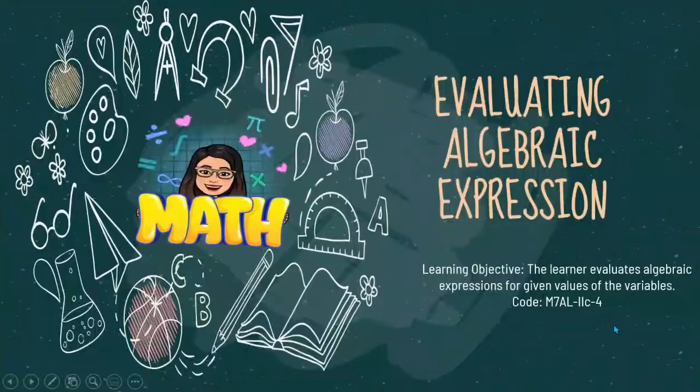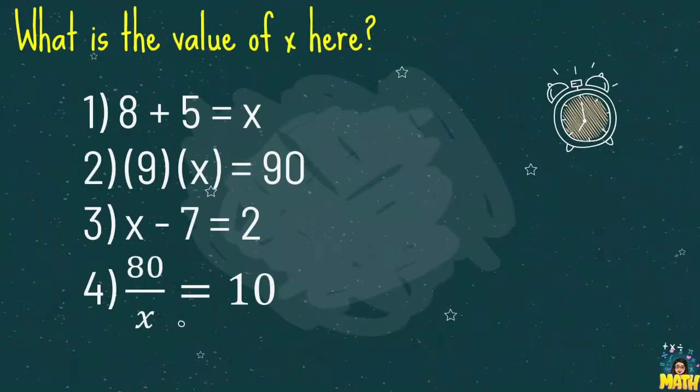Good day, everyone. For this video lesson, we are going to evaluate algebraic expressions for given values of the variables. Before that, let us find the value of x here. So let us solve the following equations. Number 1, 8 plus 5 equals x. So what is the sum of 8 and 5?